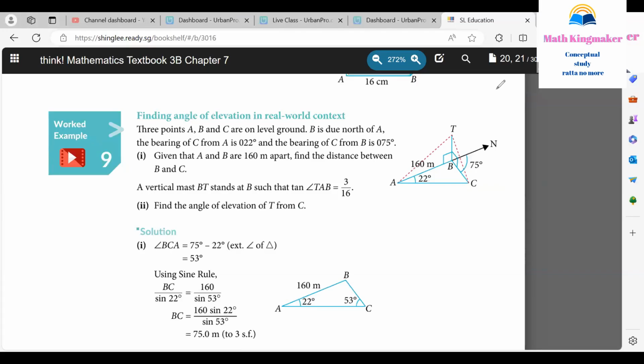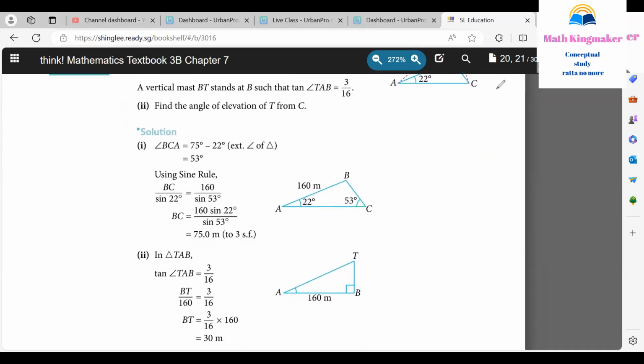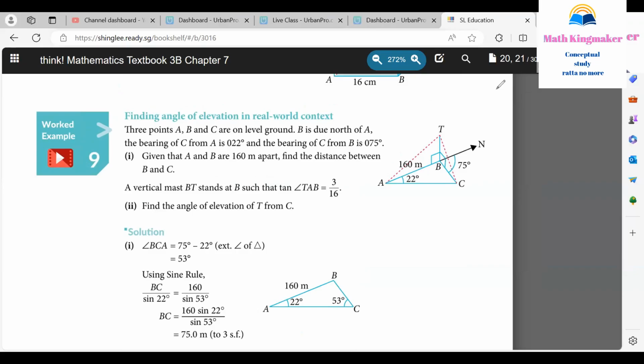So now the question is finding the angle of elevation in a real world context. In this question, three points A, B, C are on level ground. Level ground means they are on the same plane. So B is due north of A. The bearing of C from A is 22 degrees. The bearing of C from B is 75 degrees.